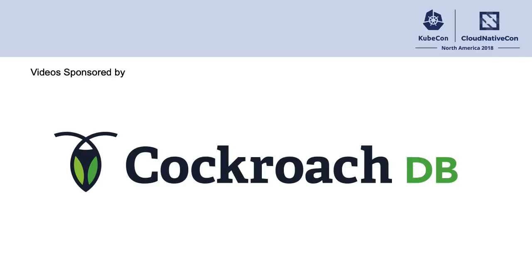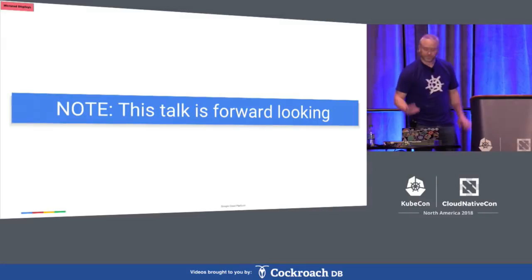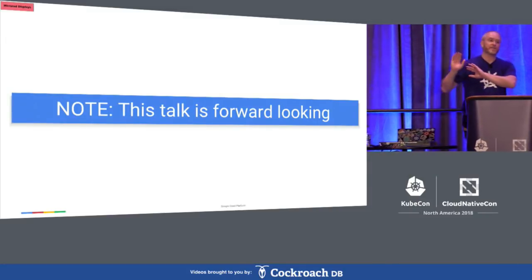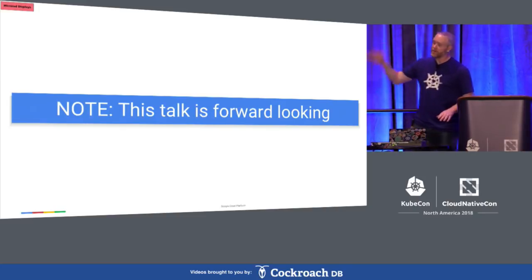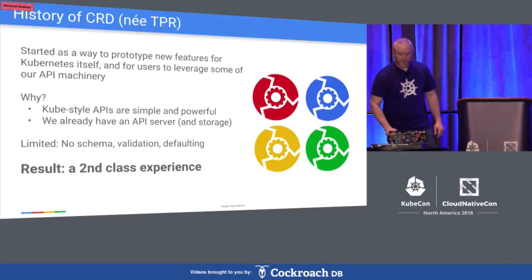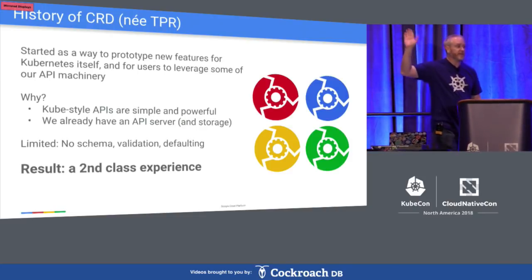I'm here to talk a little bit about the evolution of what we call our API machinery within Kubernetes. Everybody, please note, this talk is very forward-looking. I'm going to say things that sound insane. They're not true. They will be true eventually. Everybody knows what a TPR is, yes, right? OK, good.